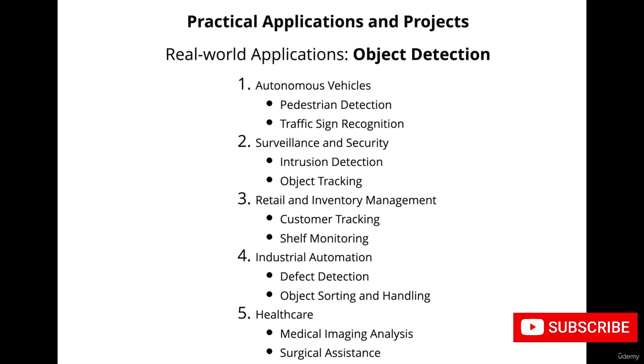Object tracking. Object detection systems track the movement and trajectory of objects within a surveillance scene, enabling real-time monitoring and analysis of moving targets. This includes tracking individuals, vehicles, or objects of interest across multiple frames of video footage.